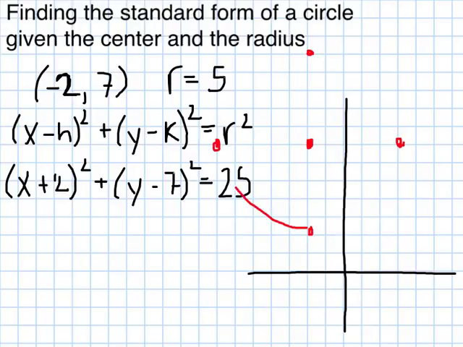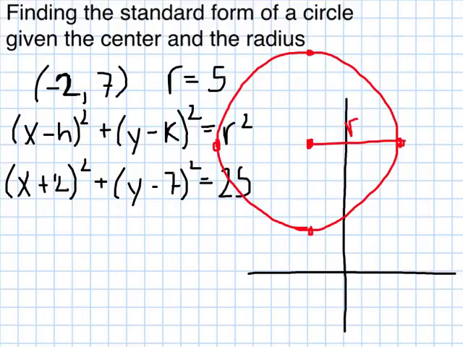And let's go and graph our circle. And we have our circle right there. The radius is 5. Now think about the radius. If the radius is 5, just really quick, what would the diameter be? Double 5, the diameter would be 10. Okay, and you could do lots of things with this. Now you could find the circumference, you could find the area, all kinds of cool things.